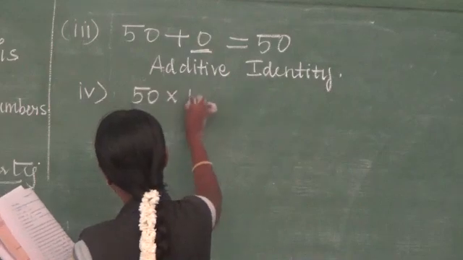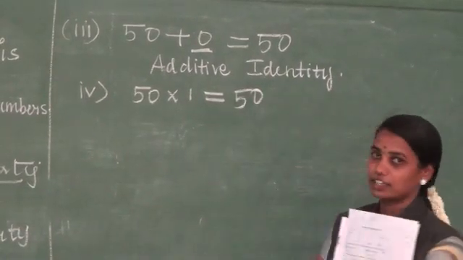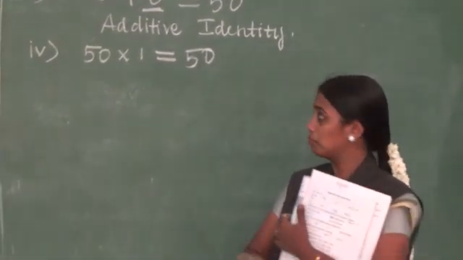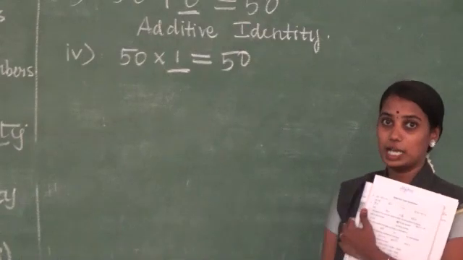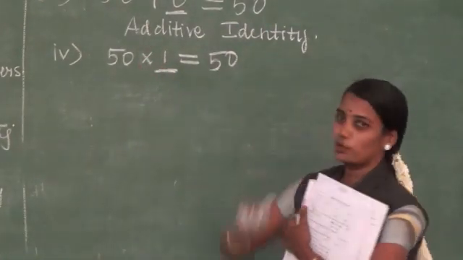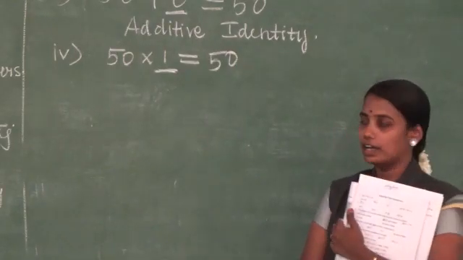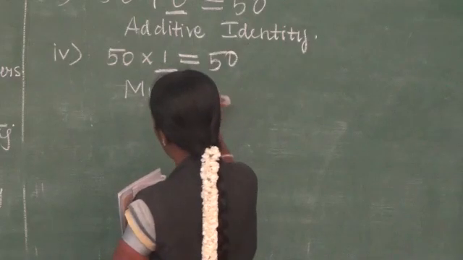Next option 4. 50 into 1, 50 into 1 is 50. Here the clue is number 1. 1 is which identity? Multiplicative identity. See here, the multiplication symbol is there with 1, which means multiplicative identity.